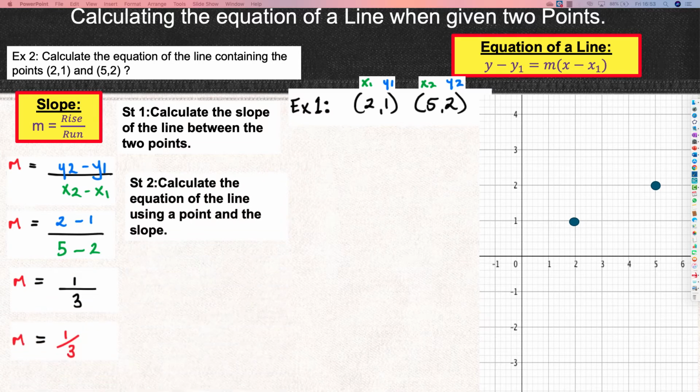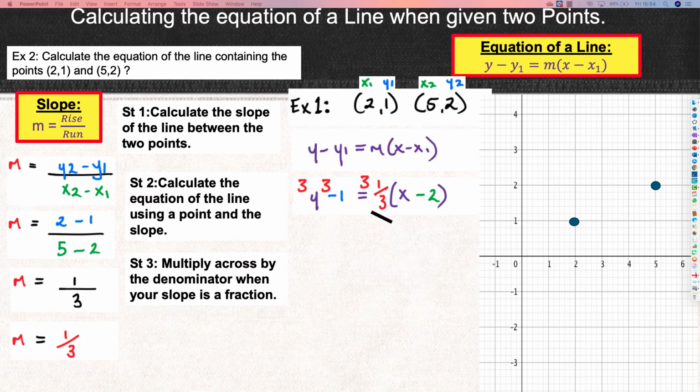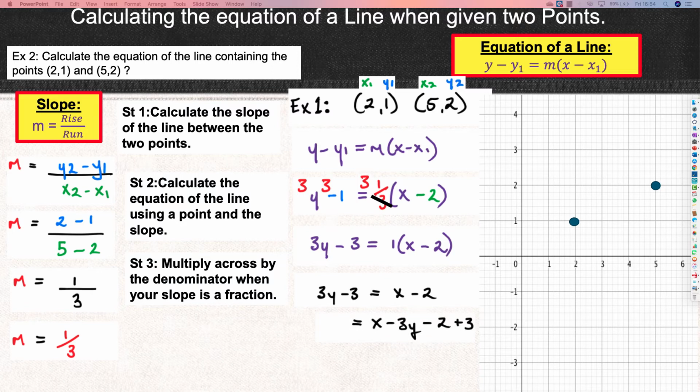We now can use our formula, which is y minus y1 equals m times x minus x1. We already have our point that we're going to use, which is (2, 1), and we now have our slope, which is a third. So we literally fill in the figures. That's y minus 1 is equal to a third times x minus 2. That's 3y minus 3 is equal to 1 times x minus 2. 3y minus 3 is equal to x minus 2. x minus 3y minus 2 plus 3. And our final answer is x minus 3y plus 1.